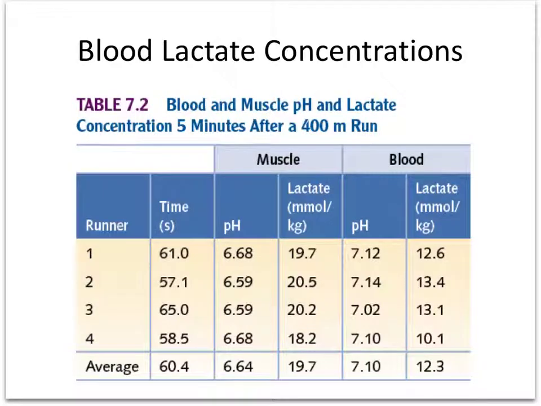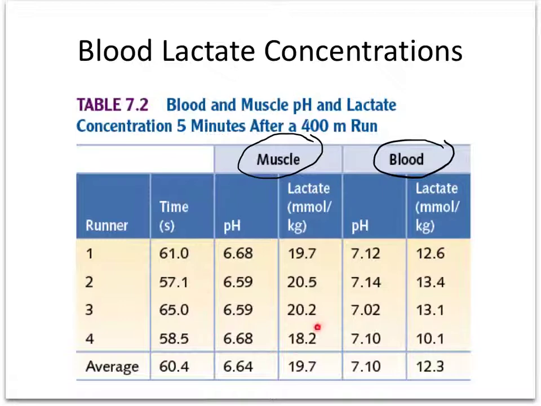Okay, and this last slide just pretty much shows lactate and pH concentrations at the muscle, which is here, and then also in the blood after an intense bout of exercise, a 400 meter run. Okay, and so you can see that each of these times are pretty fast. So there's 4 different runners here, Runner 1, 2, 3, 4. This is their time on the 400 meter run.